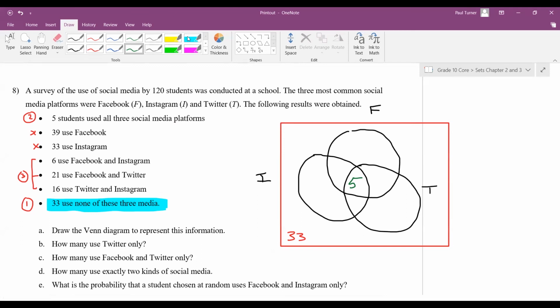If you look at this next one here, we did this one already. These blue ones are done. Now 6 use Facebook and Instagram. So Facebook and Instagram is here, yeah? That includes 5 in the middle. So if 5 and 6 are using both, this must be 1, yes? 5 plus 1 is 6. Okay, then you do the same for Facebook and Twitter and Instagram. Okay, do that and I'll fill the numbers in a minute.